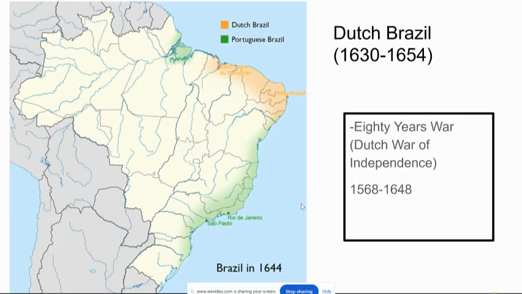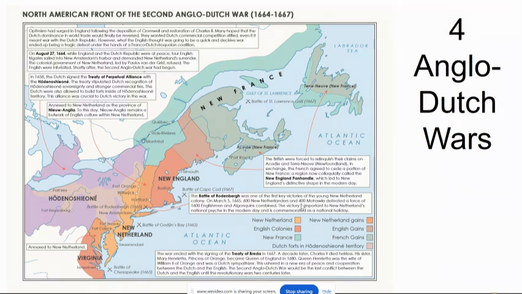A similar thing happens in North America, where the Dutch and the British fight a number of wars against each other. Those are wars happening in England and the Netherlands back in Europe. But in order to fight these wars, they try to attack each other's colonies. So the Dutch had New Netherland. New Amsterdam was their capital in modern day Manhattan.